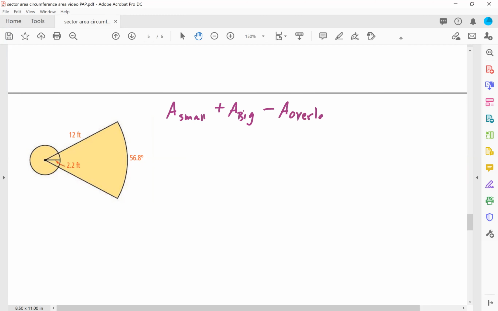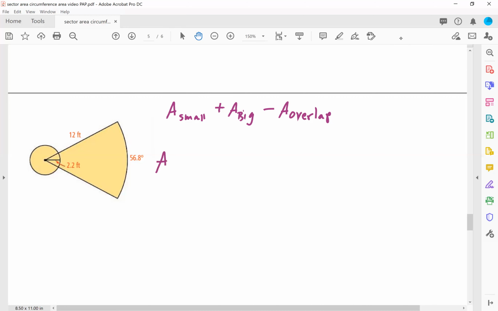Okay, and we have to subtract out the overlapping part because when we find the area of the circle, that's the area of the whole circle. When we find the area of this sector, that's the area of the whole sector. So we've counted this little tiny sector here, we've counted it twice. So we have to subtract it out once, so it's not double counted. So there's 3 areas that we have to find, and then we add 2 and then subtract the other one.